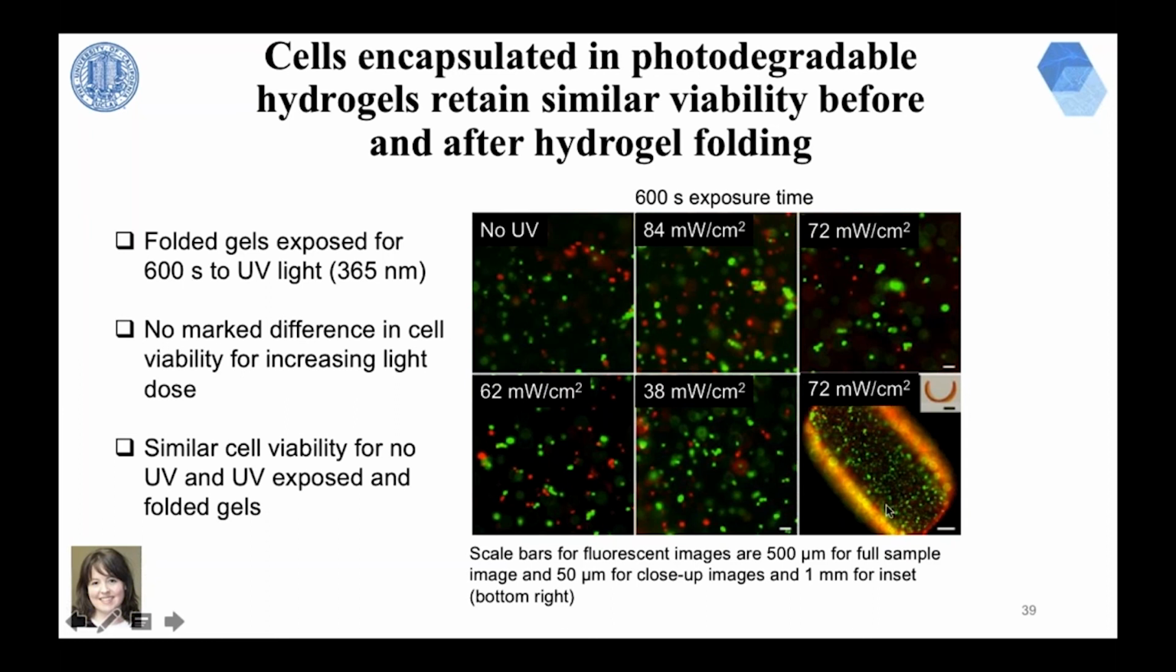The folded sample is shown in the lower right-hand corner here. Again, with this live/dead stain, you can see that there are live cells throughout the entire volume of the hydrogel. In this case, it wasn't completely folded. It only folded into a semi-circle here, but we have since been able to generate fully folded cell-encapsulated tubes.